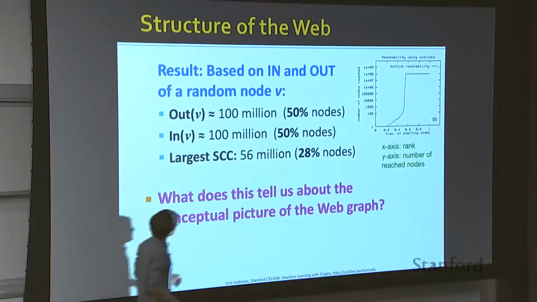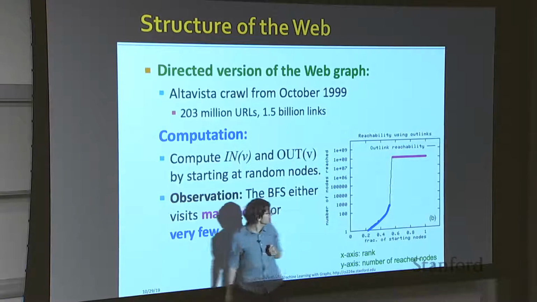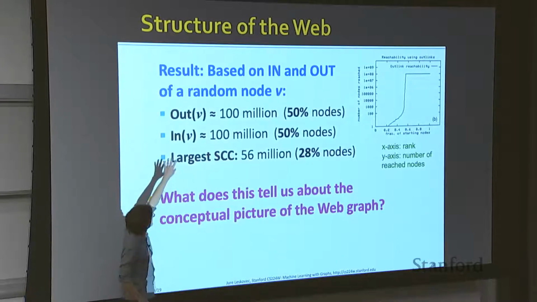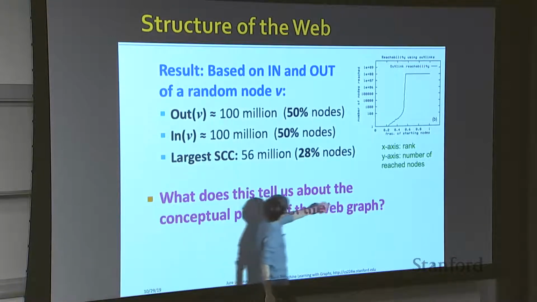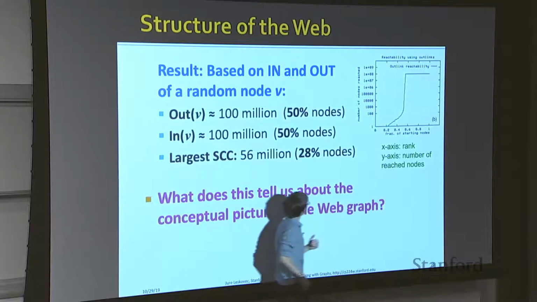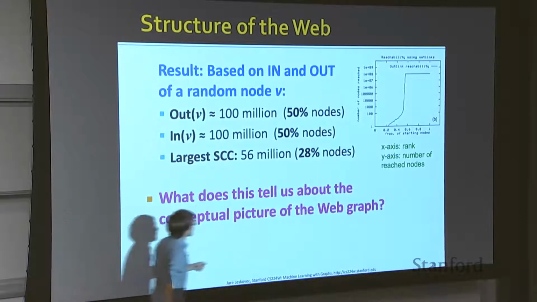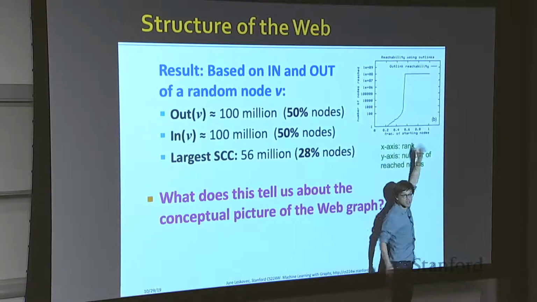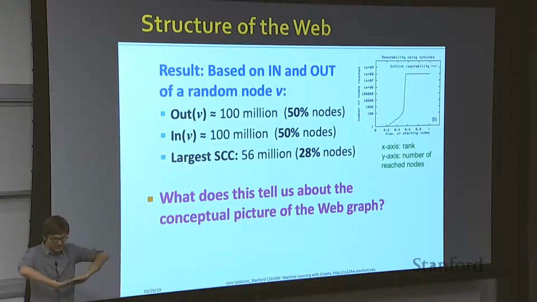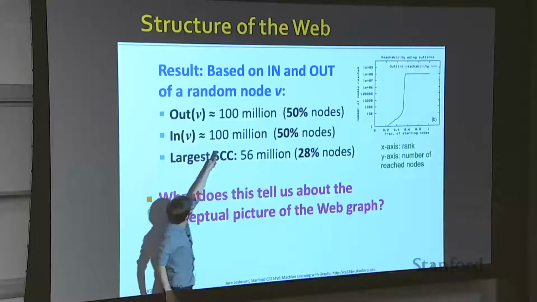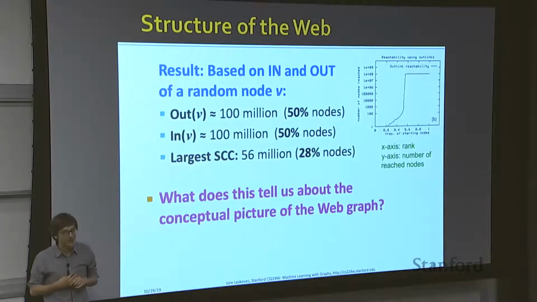When they did this, they find that this number is 100 million. So what this means is that for about half of the nodes, the size of the out component is about 100 million. And the same for the in component. They find that the in component is also about 100 million for about half of the nodes, for these guys here, where the BFS explodes. And then when they take the intersection of this 100 million and this 100 million, they are left with about 56 million nodes. This is the strongly connected component.